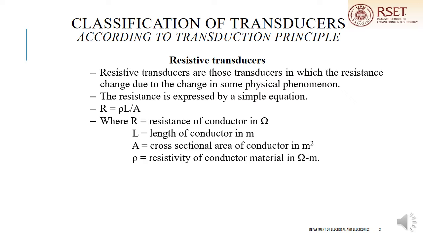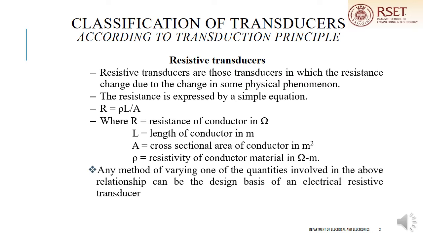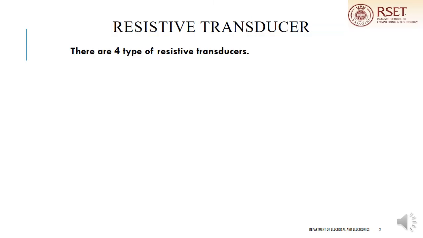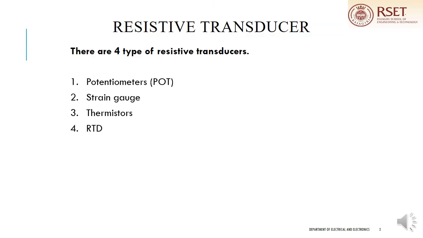R is the resistance, L is the length of the conductor, A is the cross-sectional area, and ρ is the resistivity of the conductor material. Changing any one of these, if you change L, A or ρ, can cause a change in the resistance that can serve as the design basis of an electrical resistive transducer. There are four types of resistive transducers. They are potentiometers, strain gauges, thermistors, and RTDs.